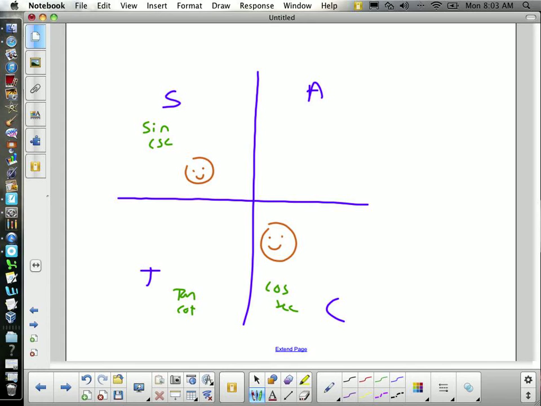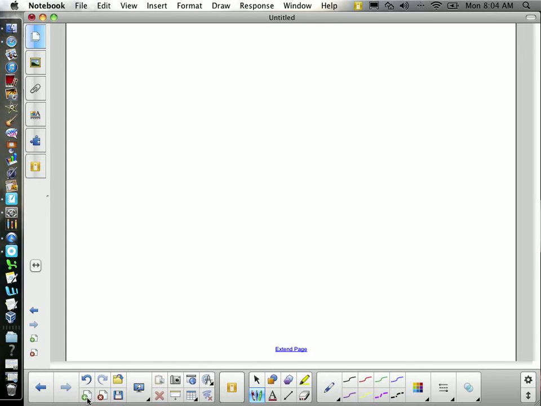Number 10, the exact values of the 6 trigonometric functions. Again, a lot of people messing up here because they use decimals. Decimals are not exact values. We can use decimals to help us find our exact values or to indicate what our exact values are. All right?